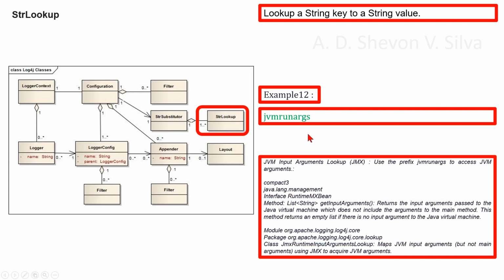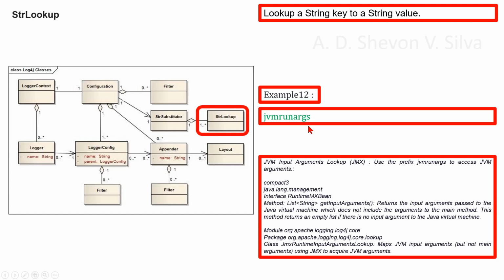Now we are considering JVM input arguments lookup (JMX). Use the prefix jvmrunargs to access JVM arguments. The interface RuntimeMXBean, the method List<String> getInputArguments in the interface RuntimeMXBean in java.lang.management in Compact 3, returns the input arguments passed to the Java virtual machine, which does not include the arguments to the main method. This method returns an empty list if there is no input argument to the Java virtual machine.